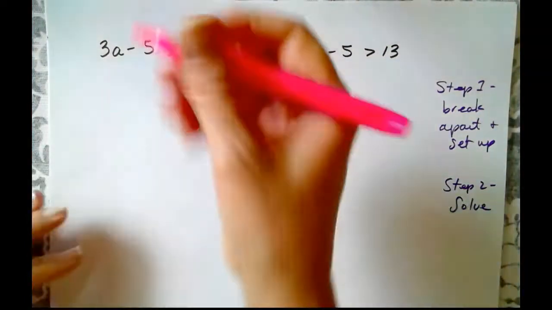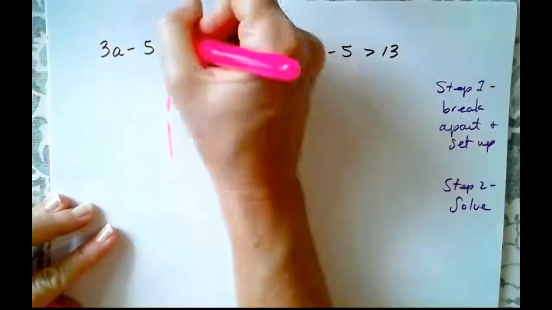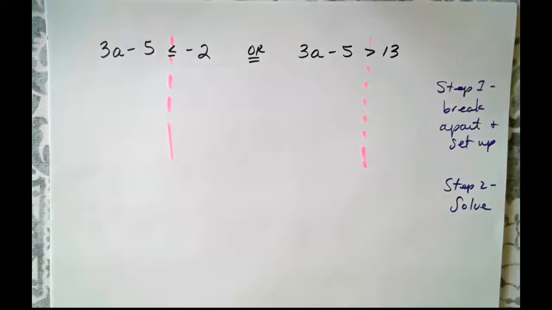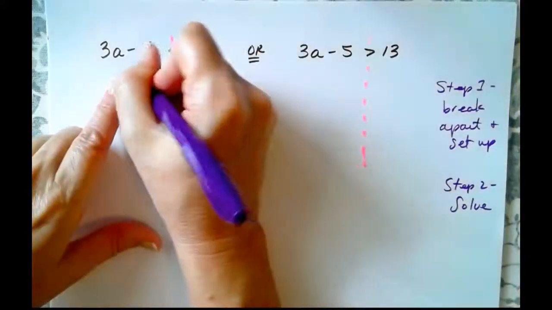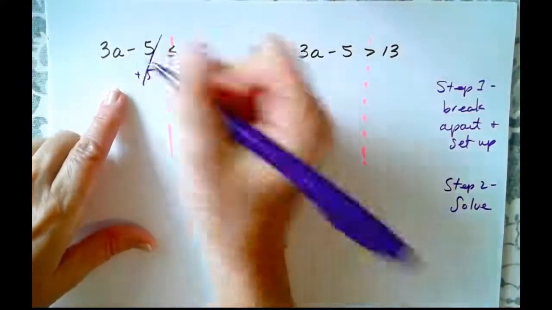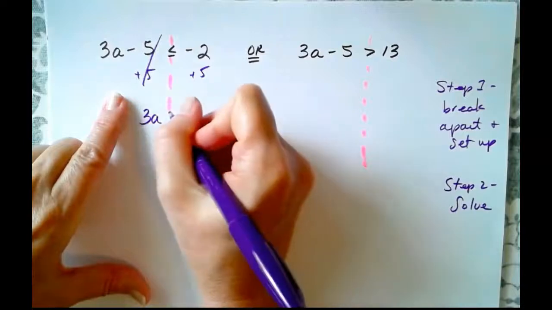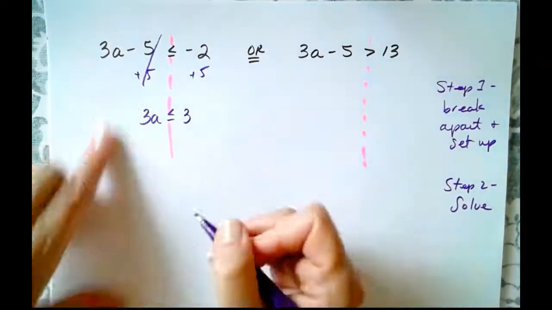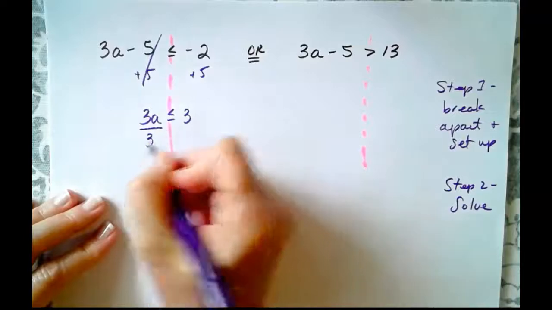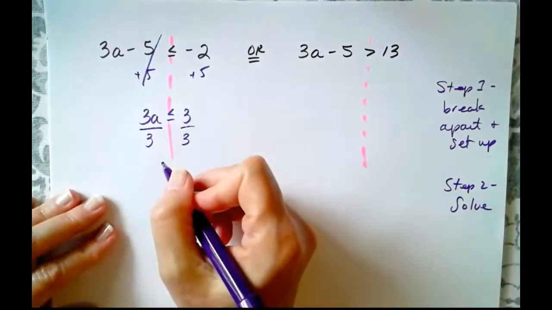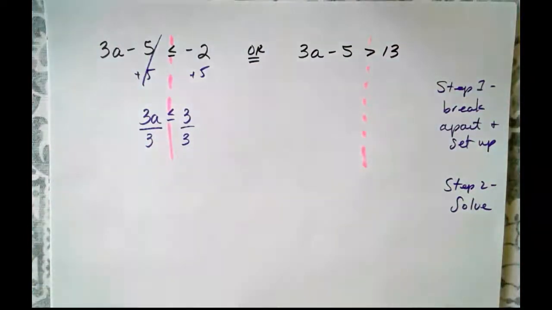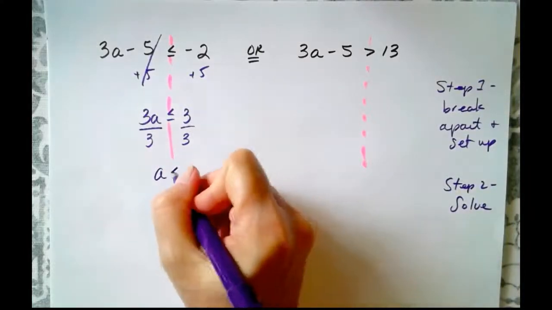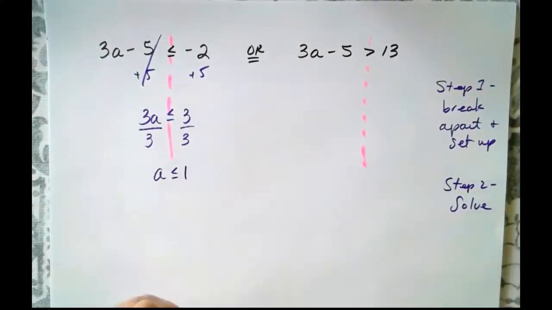Remember, we are lining up our equal signs, in this case our inequality signs, and we're working down the page. So +5, +5, 5's cancel. 3a is less than or equal to -2 + 5 is 3. This time we are dividing by +3. We only have the glitch when we multiply or divide by negative. So a is less than or equal to 1.